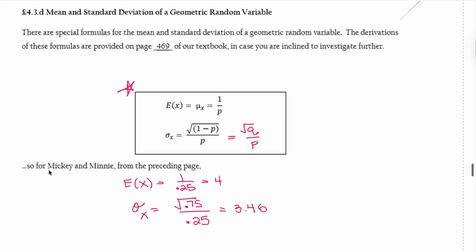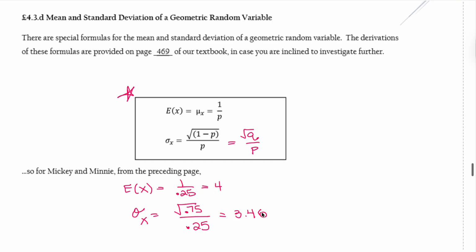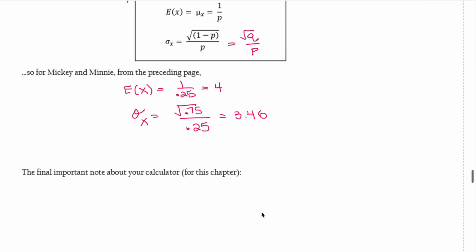So for Mickey and Minnie from the preceding page, expected value is equal to 1 over 0.25, which is 4. The standard deviation is square root of 0.75 over 0.25, which is 3.46. Those are for the geometric distribution. The last one we did is for binomial distribution.